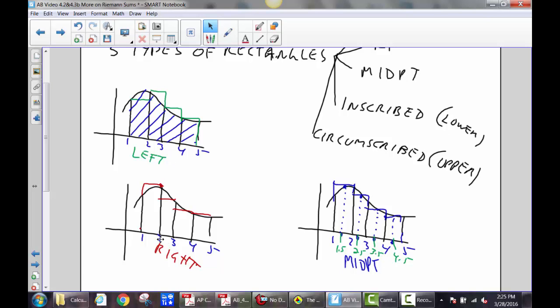Okay, right endpoint, you're going to go to the right of the interval, and now that's going to be your height. You're going to go to the right of the interval, that's going to be your height. Midpoint simply means at the midpoint in between, at the middle of each interval. So halfway between 1 and 2 is 1.5. From there, you go up to the curve, that's your height. 2.5, go up to the curve, that's the height of your rectangle.